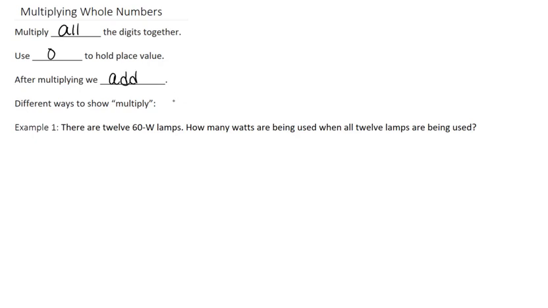So you can see it like this, where we have 2 times 3, 2 times 3 with a dot in between, or like this, or even like this. So these are all the different ways that you can show multiplication. So now let's look at example 1.